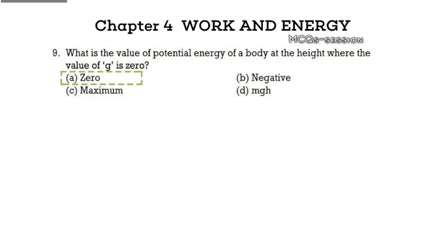Explanation: if gravitational acceleration is 0, then potential energy, which depends on the product of mass, gravitational acceleration, and height, is also 0. Question 10.